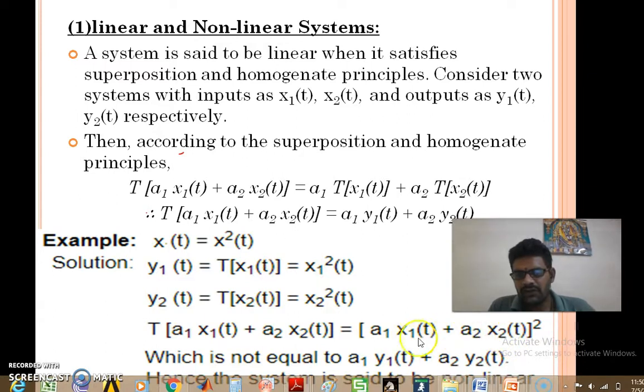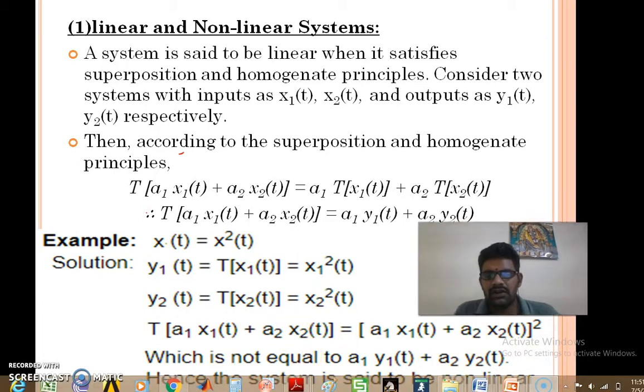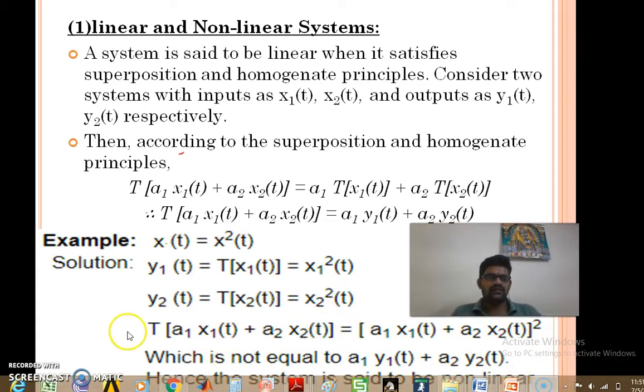On expansion of this formula, the resultant value is a1 squared y1 of t plus a2 squared y2 of t plus 2 a1 a2 x1 of t x2 of t. So the weighted sum of inputs is not equal to the weighted sum of outputs. Then the system is non-linear. Like that, you can check the linearity conditions for the given problems.